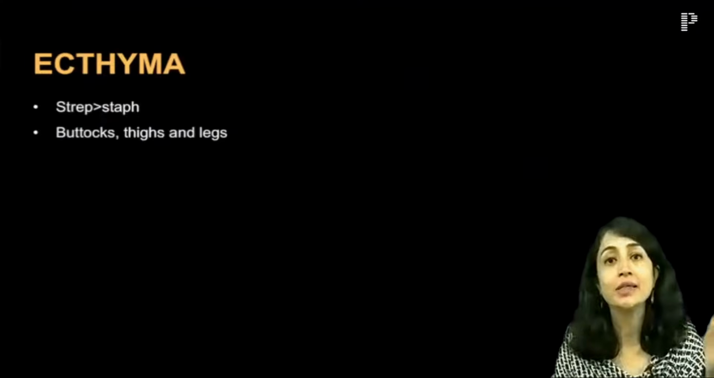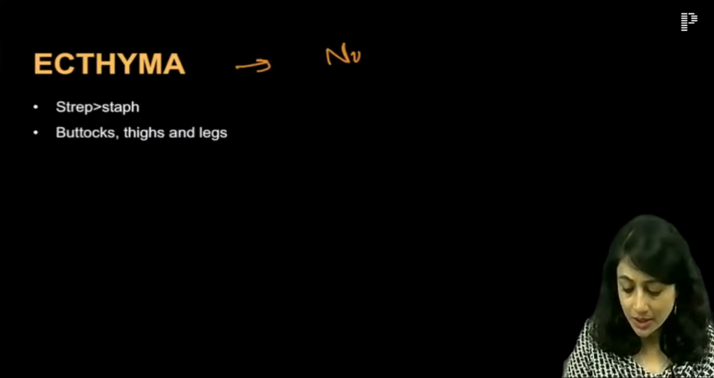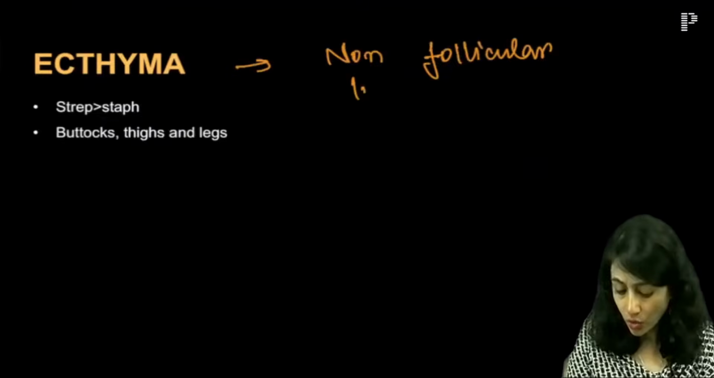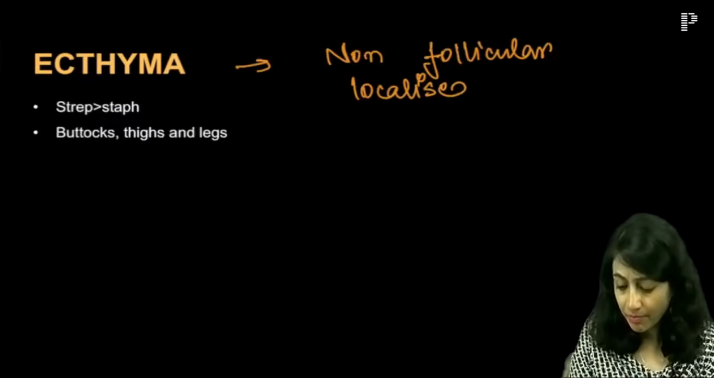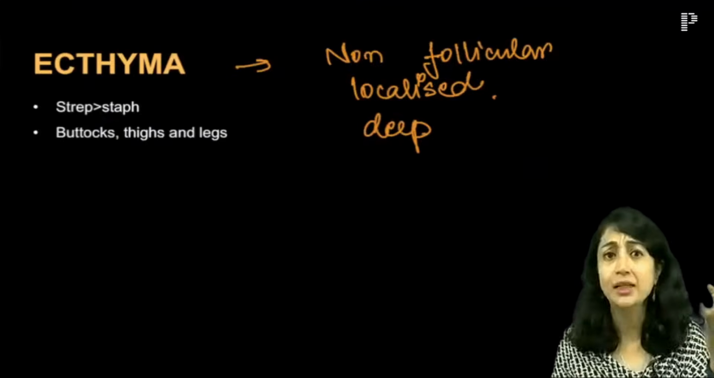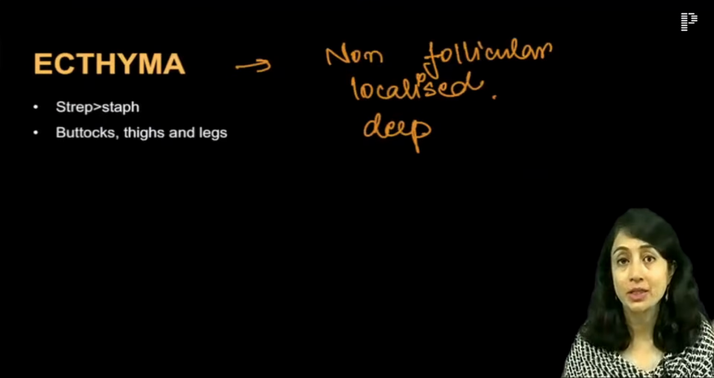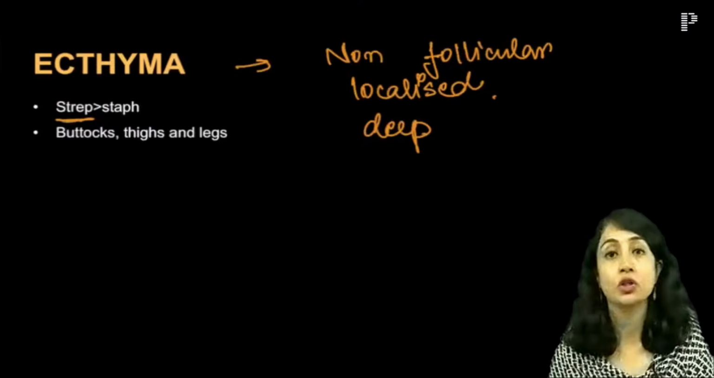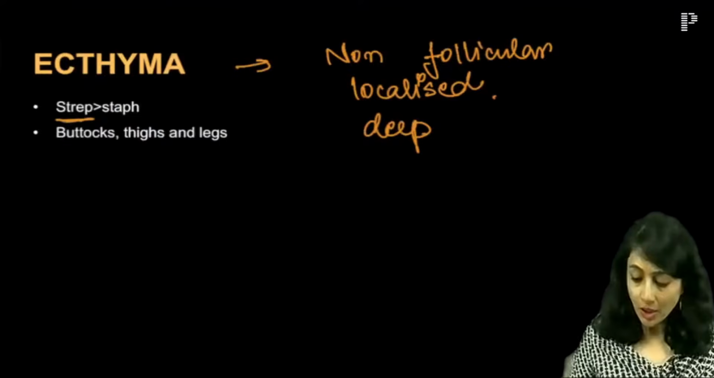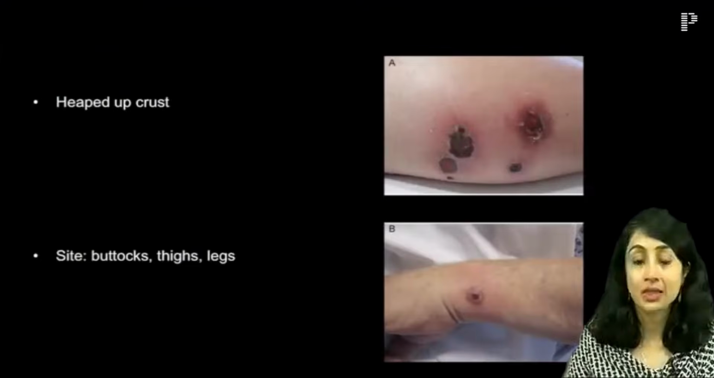Now coming to the next kind of bacterial infection, which is ecthyma. Now, ecthyma is again non-follicular. This is also localized, but is deeper than impetigo. So it goes a little deeper. Now, ecthyma is also caused by both strep and staph, but more commonly it is caused by streptococcus. Commonly on buttocks, thighs, and legs. Now, more importantly, you should know how does it present. So this is how ecthyma presents.